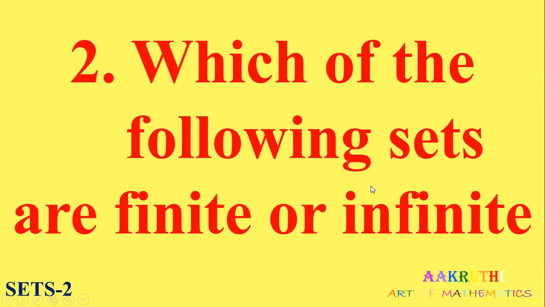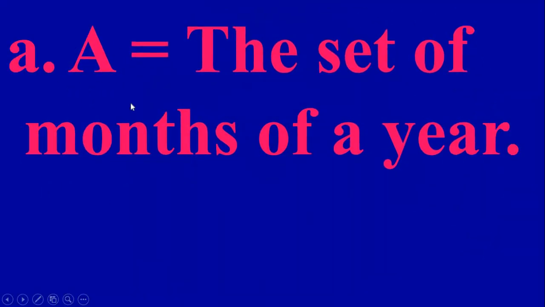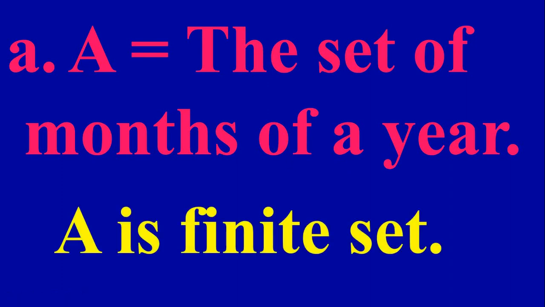So next one, which of the following sets are finite or infinite? You have to identify whether the given set is finite or infinite. First one, A equal to the set of months of a year. Now the given set is all the months of a year. So we have only 12 months. So therefore this is finite set. So A is finite set.